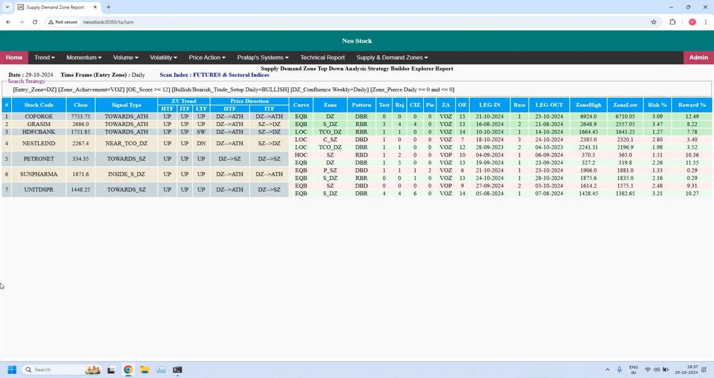Now we got 7 stocks. In these 7 stocks, the daily demand zones are part of the weekly demand zone. So it's a high probability setup. But in these 7 stocks, again there could be even more high probability setup stocks. Because the daily zone is part of the weekly, and weekly means ITF, ITF trend is also uptrend, weekly trend. And if these weekly zones are having weekly EMA confluence, they are even more high probability setup, because the daily zone is part of the weekly zone, and weekly zone with weekly EMA confluence.